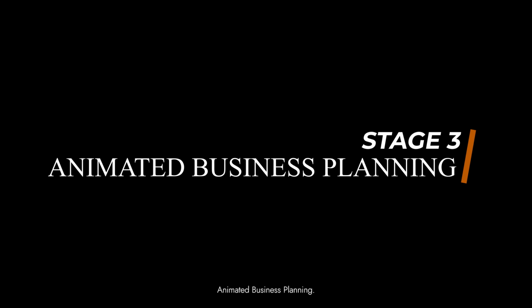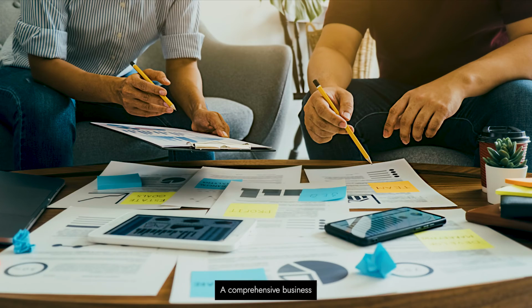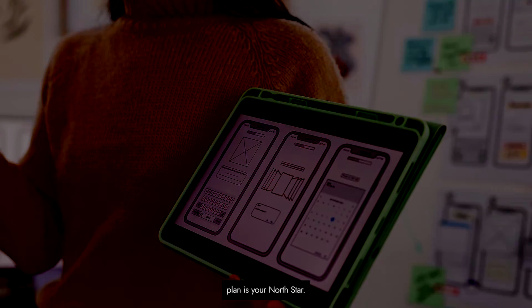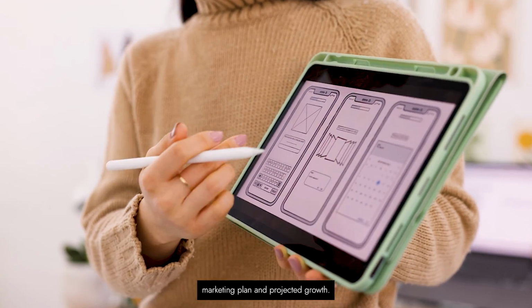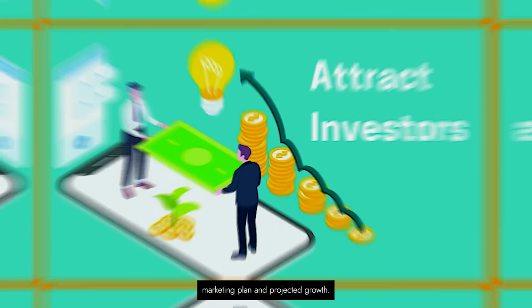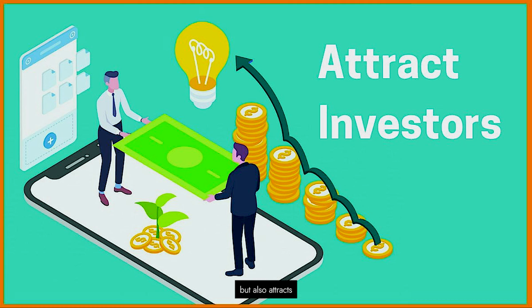Stage 3: Animated Business Planning. A comprehensive business plan is your North Star. It outlines your mobile app's features, monetization strategy, marketing plan, and projected growth. This plan not only guides you but also attracts potential investors.